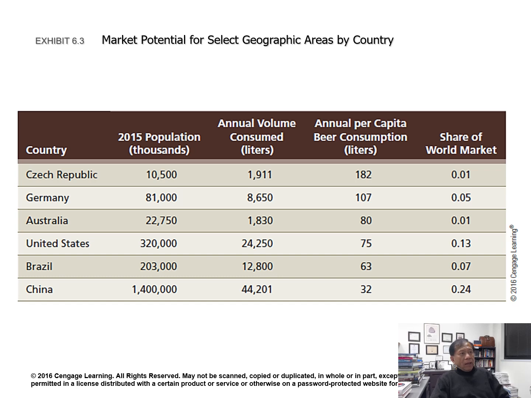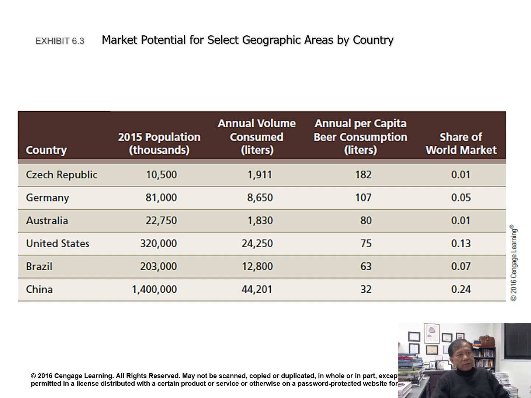Okay, and then you can see per capita beer consumption in Czech Republic. Wow, 182 liters per person per year. Do you drink that much beer? I don't. I don't like beer. I don't drink beer. I don't use alcohol actually. Yeah. Germany, 100 liters per year per person. U.S. not too bad, 75. China only 32. Okay?